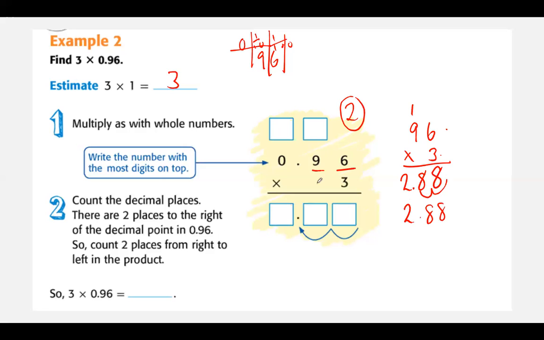So my answer is 2.88. Now, if you do it with the decimal point, you're going to get exactly the same answer. Okay, your answer is going to be 2 and 88 hundredths. Okay, 2 and 88 hundredths.